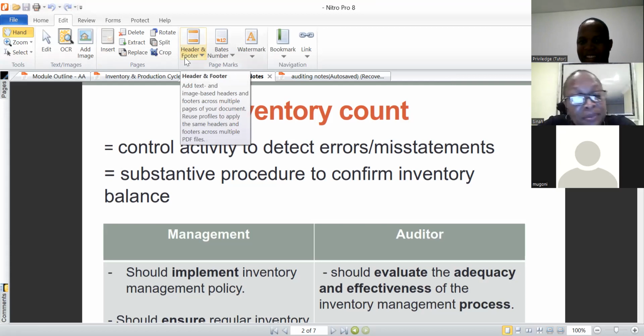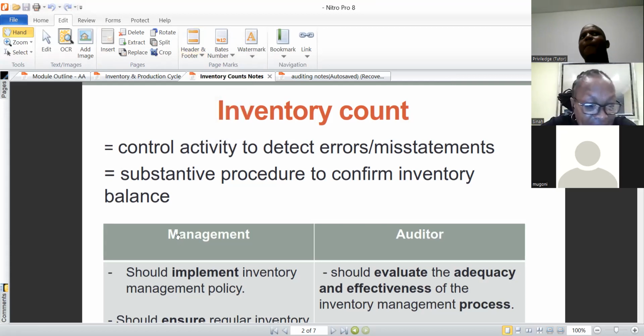What's the question? Why do you think it's important for companies to perform inventory counts? Inventory is like stock. Stock counts, yeah. Stock count and stock taking, is it the same thing? Yes, one and the same. It's just an interchange of terminology.